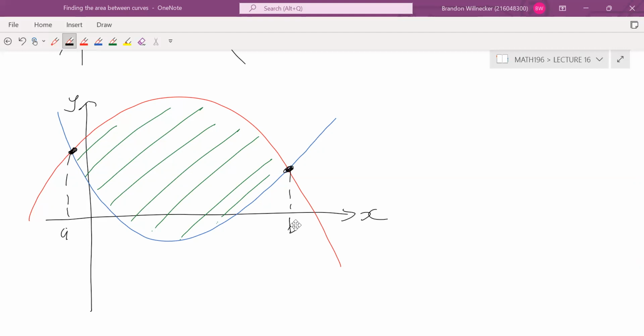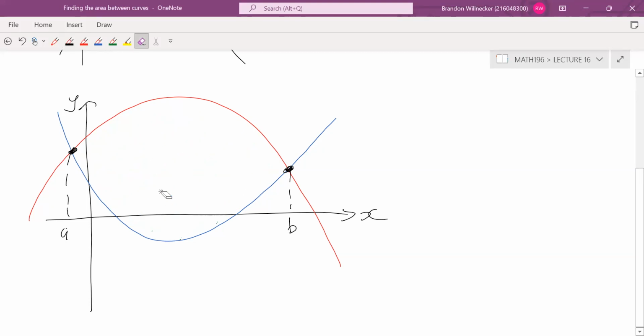Okay, so how do we do that? Well, let's go back to the definition for the definite integral. Remember, we had lots of vertical rectangles, and we used those to approximate the area. Then we took the limit, and that gave us the exact area. We're going to do a similar thing in this case. So let's just remove the shading here.